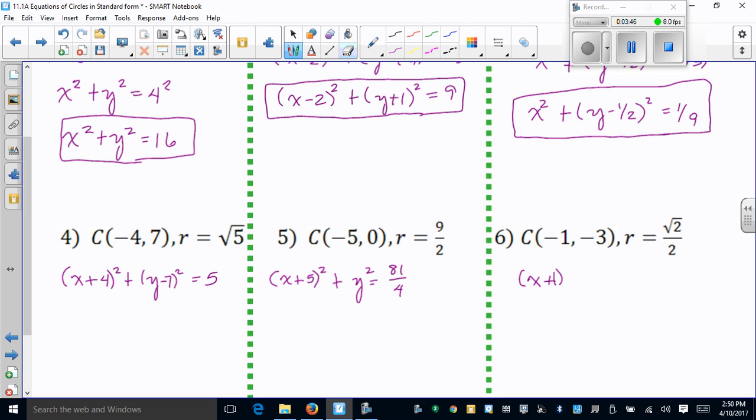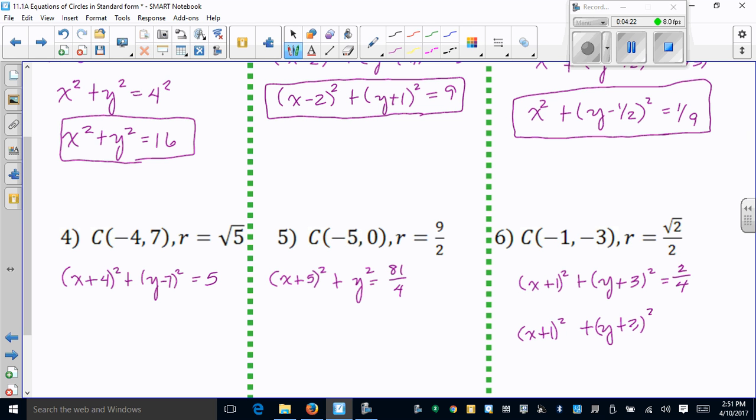x minus a negative 1 squared plus y minus a negative 3 squared equals square root of 2 squared is simply 2/2 squared, 4. This one you don't have to, but you might want to rewrite it as x plus 1 squared plus y plus 3 squared equals 1/2. There you go.